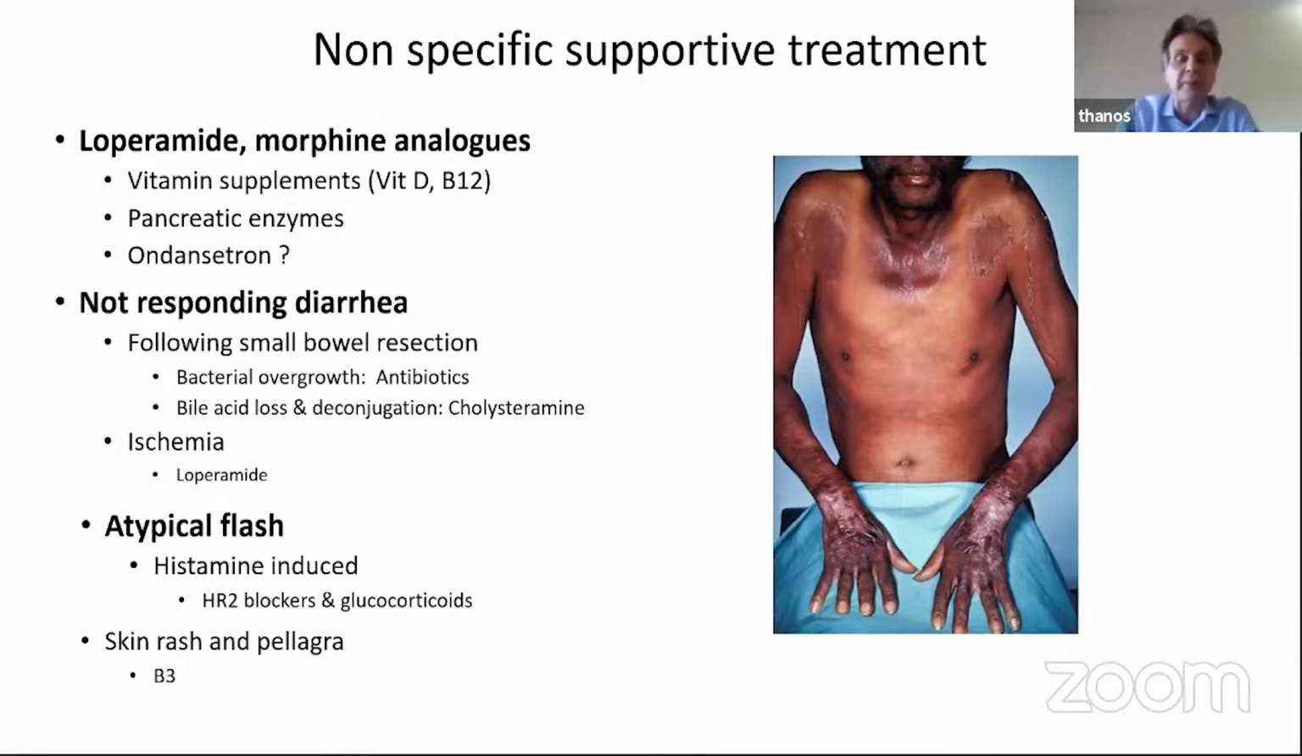And of course, there may be bile acid loss and deconjugation, and they respond to cholestyramine. Another problem with patients with carcinoid syndrome is that they develop mesenteric fibrosis, which can induce ischemia to the bowel. In these circumstances, loperamide may be of help. And in case we have other compounds secreted like histamine, then we have to mobilize other drugs as well, and glucocorticoids. And of course, tryptophan, when it's diverted to the synthesis of serotonin, can induce skin rash and pellagra, and this has to be treated adequately.